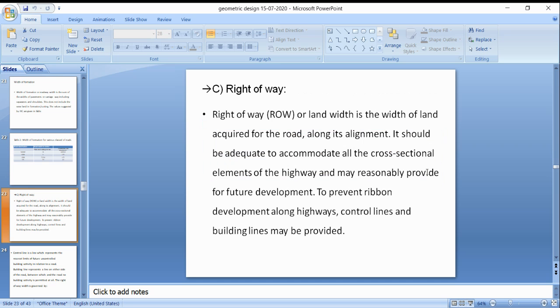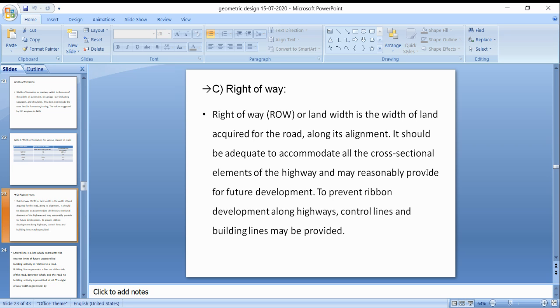Next comes the right of way. Right of way, or land width, is the width of land acquired for the road along its alignment. It should be adequate to accommodate all the cross-sectional elements. Before constructing a road, we do the surveys and get the final survey for it. That is called the right of way.